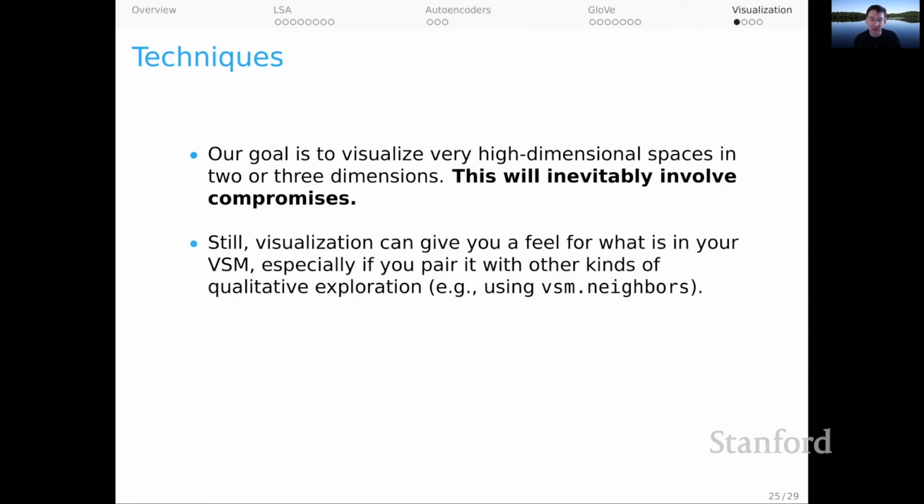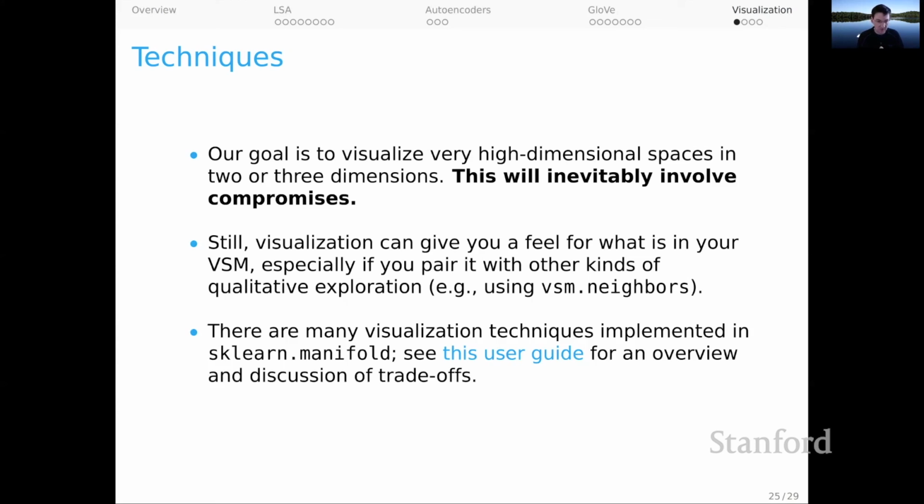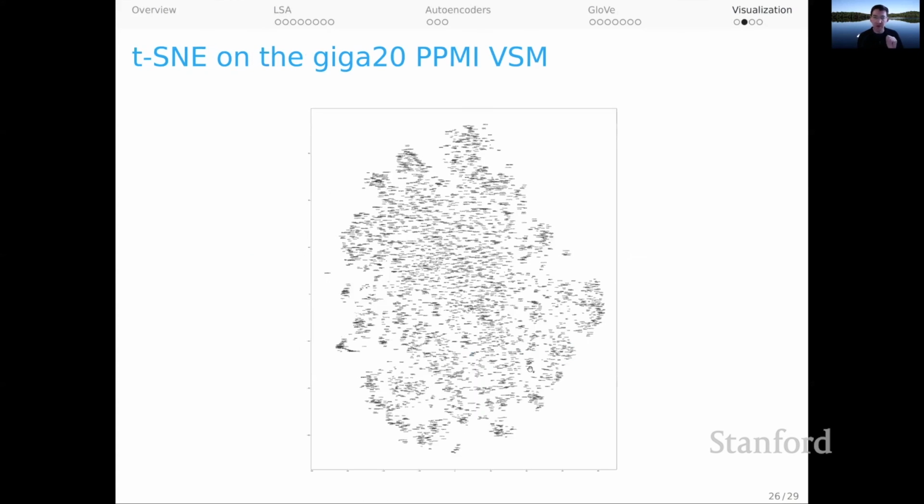I think it's especially valuable if you pair it with some kind of hands-on qualitative exploration using something like VSM neighbors to understand at a low level what your matrix encodes. And then the high-level visualizations can be a kind of counterpart to that. There are many visualization techniques, and a lot of them are implemented in the scikit manifold package. So I encourage you to use them. I'm going to show you some results from TSNE, which stands for T-distributed stochastic neighbor embedding. There are lots of user guides there that you can study for more details. Let me just give you the high level.